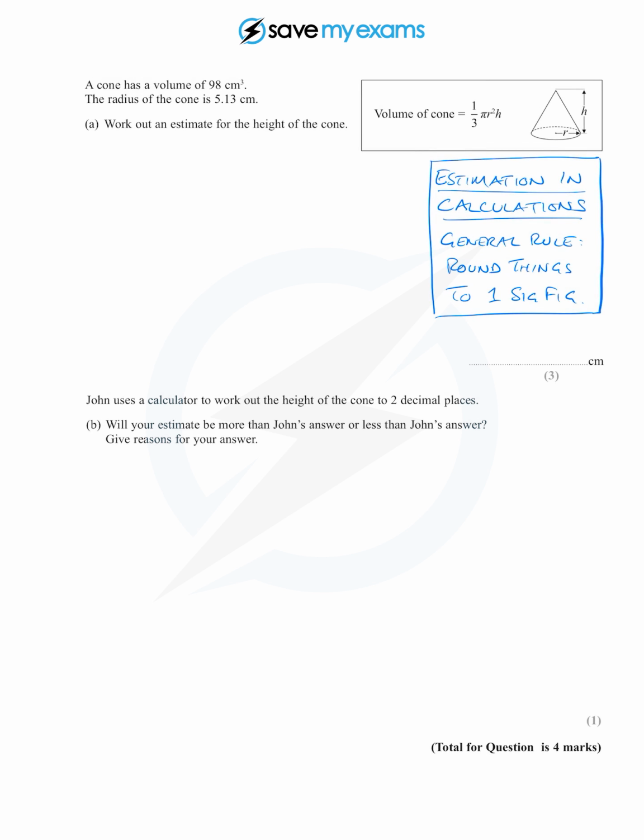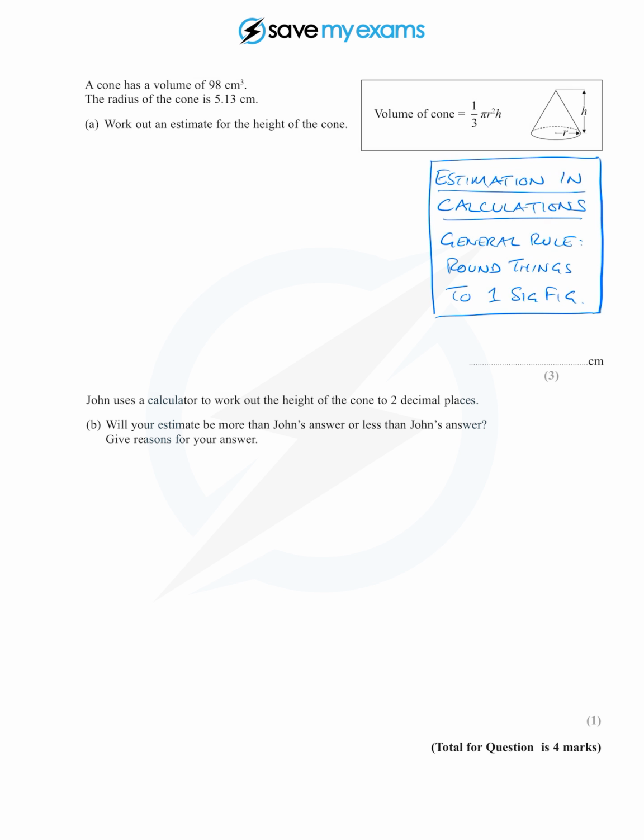Right, we're told about a cone which has a volume of 98 cubic centimetres, and we're told its radius, 5.13 centimetres, and we're asked to work out an estimate for the height of the cone. The question has given you the volume of a cone: radius and height go together, 1/3 pi r squared h. Now we're asked to work out an estimate, and we've got a big calculation to do. When we are doing estimation and calculations, the general rule is round things to one significant figure.